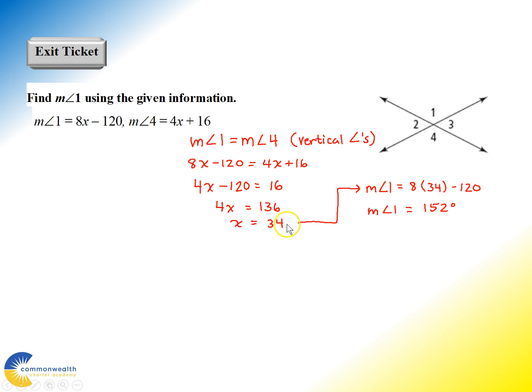And then once I know that x is 34, since I'm looking for the measurement of angle 1, I'm just going to put the 34 in for the x here and calculate it out to figure out that the measurement of angle 1 is 152 degrees.